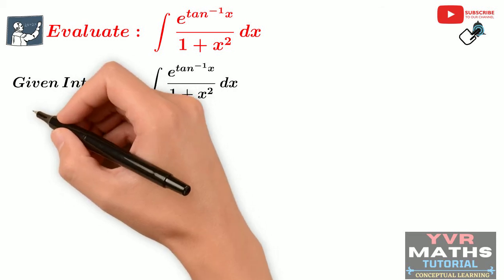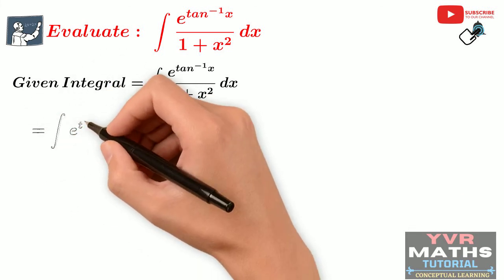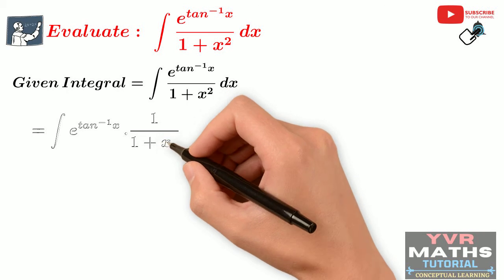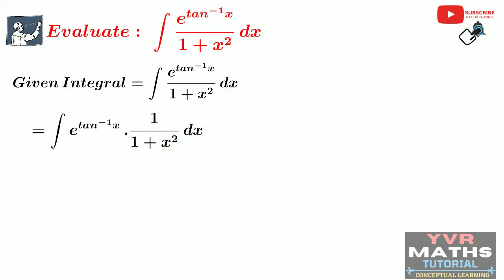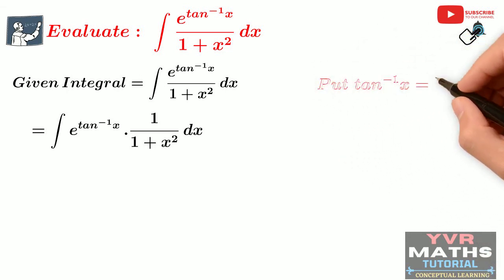Then what will we get as the new step? See here, integral of e power tan inverse x into 1 by 1 plus x² dx. Now substitute some part of the integrand as another variable such that its differentiation exists in the integral. So if you observe here, the derivative of tan inverse x is 1 by 1 plus x². That's why I am considering tan inverse x as a new variable. Then put tan inverse x equal to t.